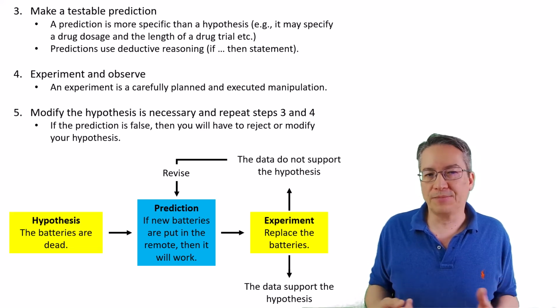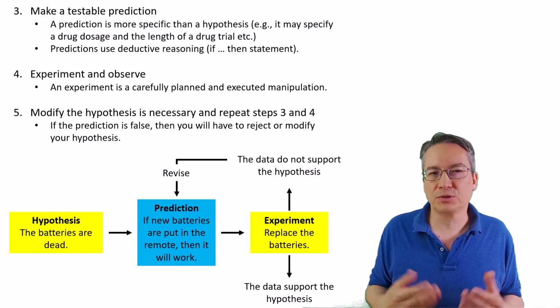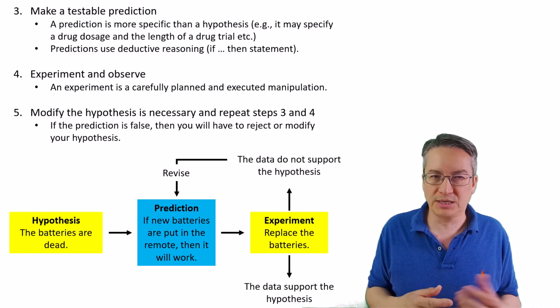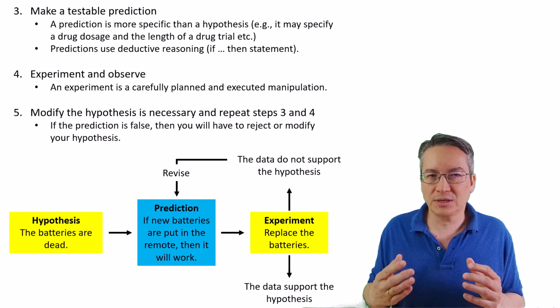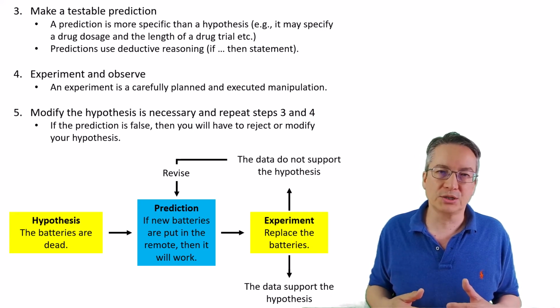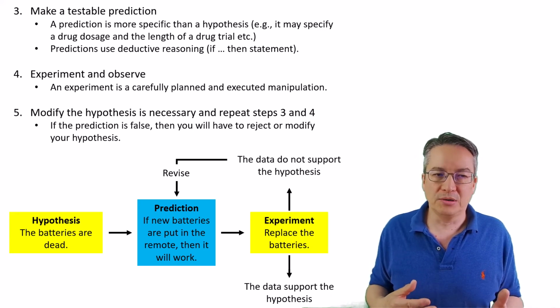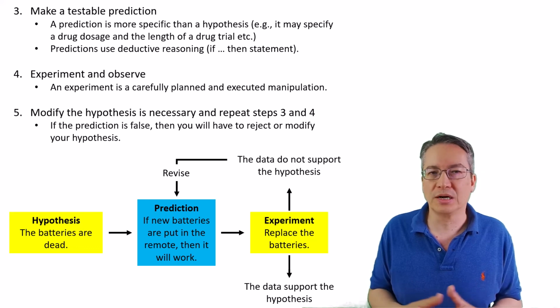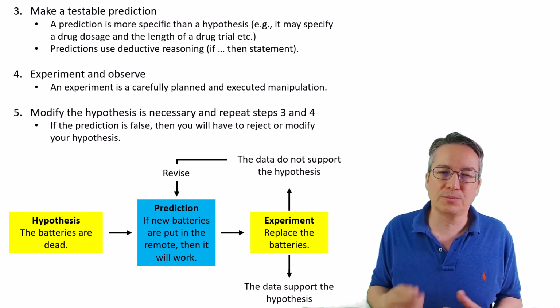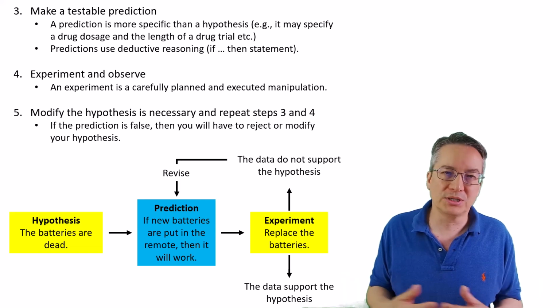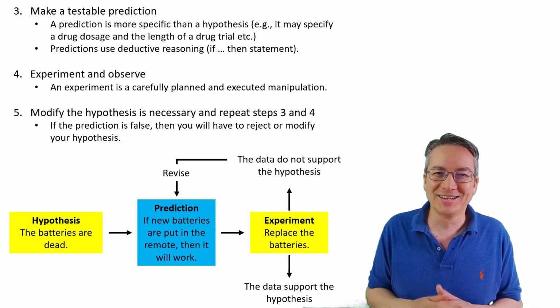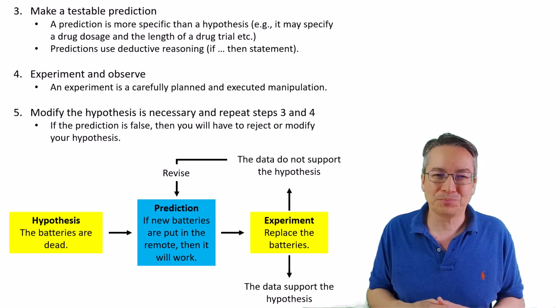Now, we can go a step further, right? We could do a further experiment in which we get a little battery tester, and we test the old batteries, test the new batteries, and so forth. So we could do yet another experiment to see if we can support the hypothesis or not. So you can see that there's potentially multiple rounds of experimentation. Most likely you would just stop at this point, right? You'd say, okay, the remote works, I'm done.